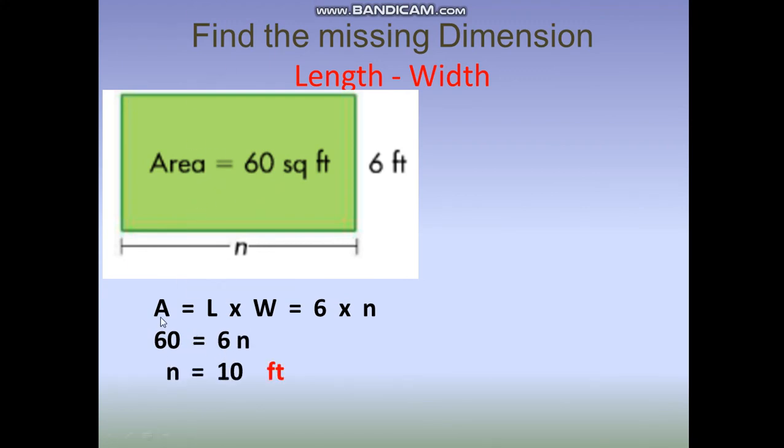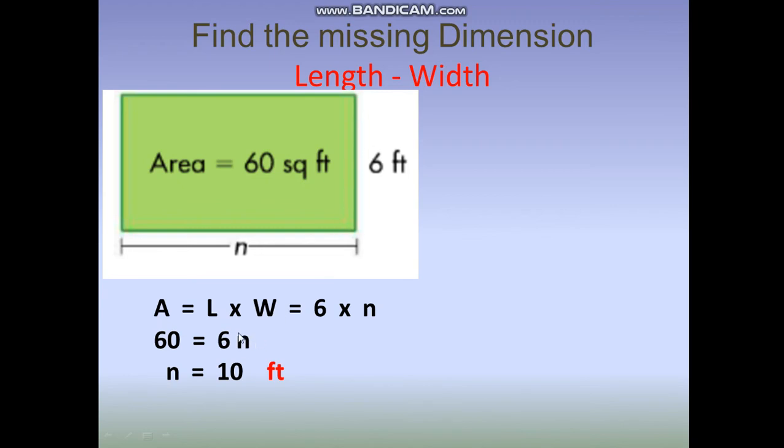So 60, which is the area, I will just substitute. Substitute means I will remove A, the area, and put its value. Its value is 60 equals. Do you have L? No, I don't have its value. Just write n. Do you have W? Actually, yes, I have it, 6.